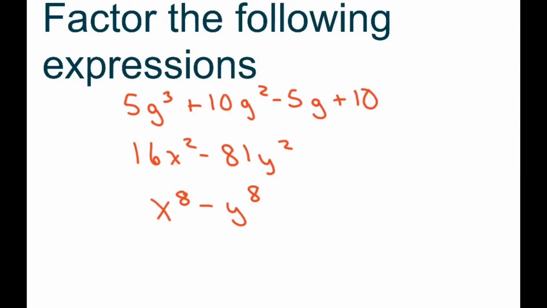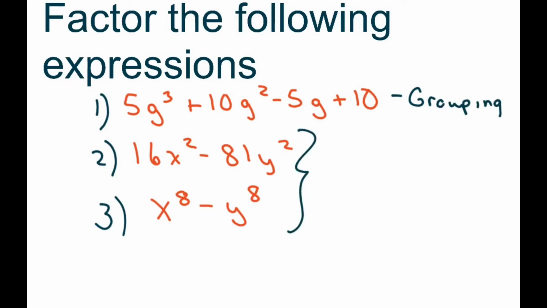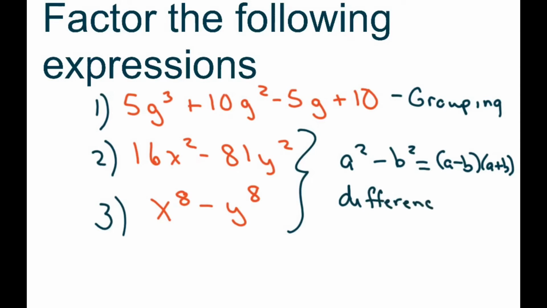Hi everyone, we're going to factor the following expressions, and these are the three problems we're going to do. This one's going to involve factor by grouping, and these two we're going to use the fact that a squared minus b squared equals a minus b times a plus b. It's called the difference of squares. Alright, so let's get started.